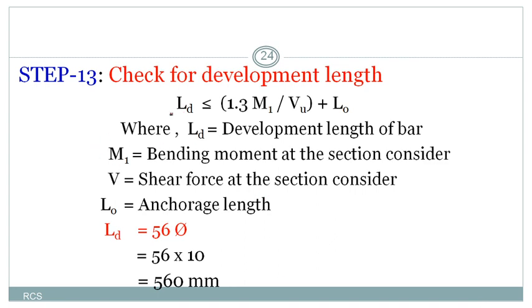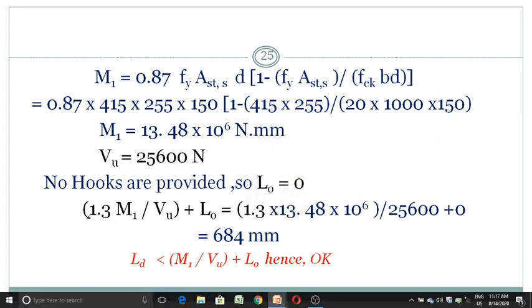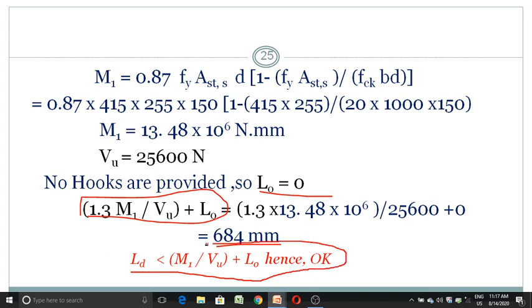Development length must fulfill this criterion, that is LD must be less than or equal to 1.3 M1 by VU plus L0. LD can be calculated for grade of steel Fe415, and I am using 560 mm. According to this, for the factor 1.3 M1 by V plus L0, I am not providing any hooks, so the anchorage length L0 will be 0. According to this, I will get 684. Hence our LD is less than M1 by V plus L0, so it is safe against the development length also. I have checked the development length consideration also.